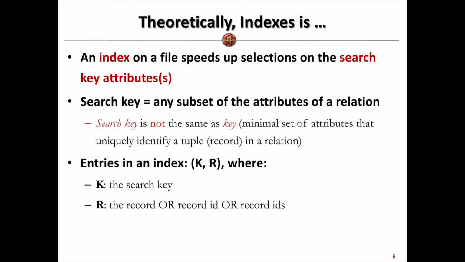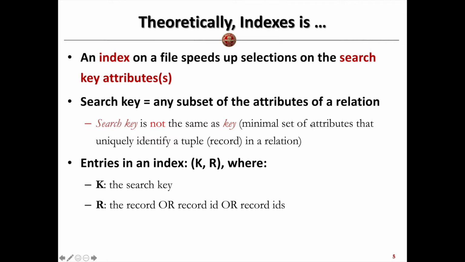Before, we provided motivation for starting the indexing in this section, as well as some examples of index tables we have in the real world. Here we want to provide a theoretical definition for an index. What is an index? An index on a file speeds up the selection on the search key attributes. In other words, this index can help us speed up the search of some desired attributes in database systems. Here, the search key equals any subset of the attributes of a relation.